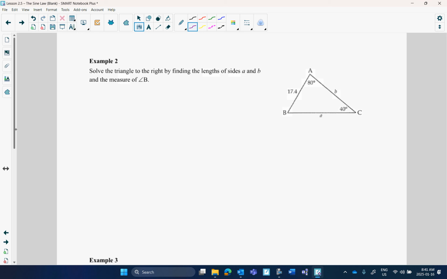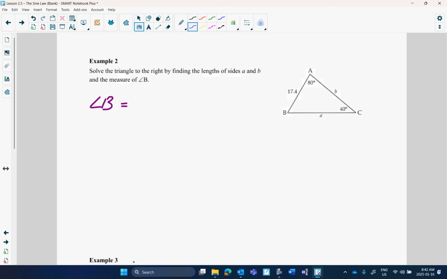This one, we're asked to solve the triangle. Remember, if you're asked to solve a triangle, that means you're asked to find all missing sides and all missing angles. So I need to find little a, little b, and angle B. Well, let's do angle B first, because we actually don't have to use trig to find angle B.